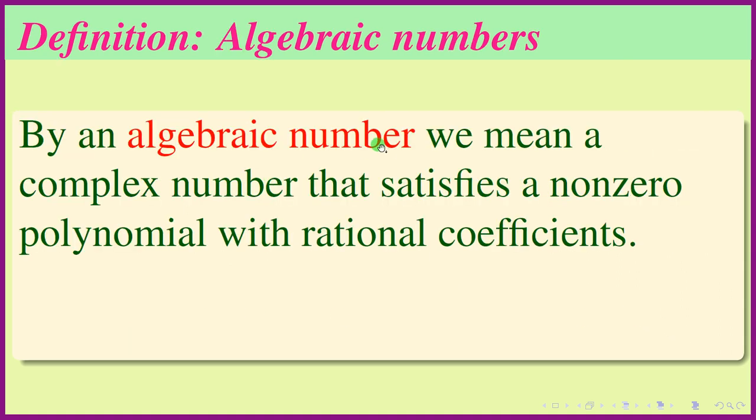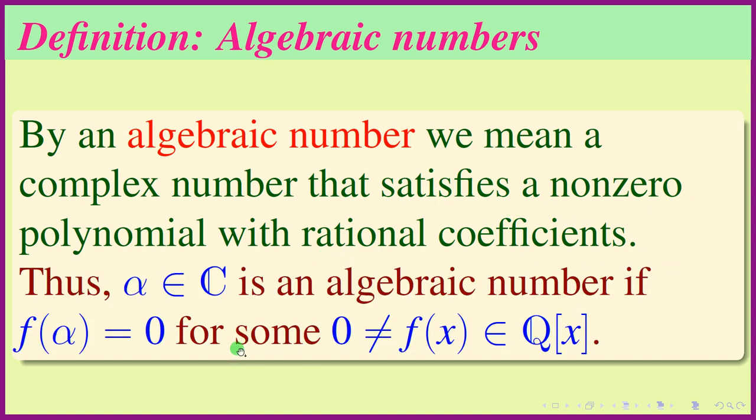By an algebraic number, we mean a complex number that satisfies a non-zero polynomial with rational coefficients. Thus, if alpha is a complex number, then it is called an algebraic number if for some non-zero polynomial f(x) with rational coefficients, f(alpha) is equal to 0. That means alpha satisfies f(x).